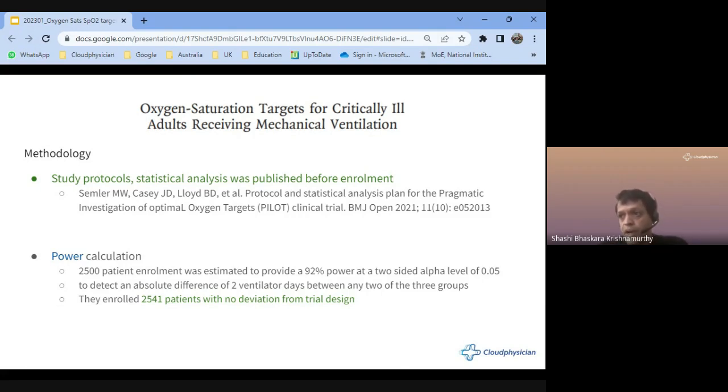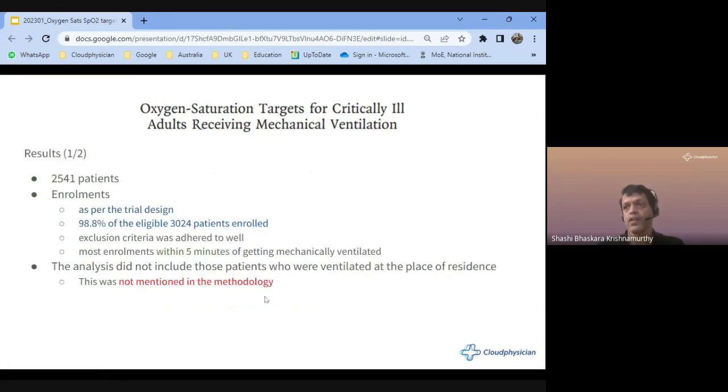And the absolute difference of 2 ventilator days between any of the two groups was considered necessary, and this required 2,500 patients. This is a repeat statement, but at the same time I found that 2,541 patients were enrolled, so they completed the actual randomization. Quite a pretty good number, I would say. In results, we spoke about the total number of patients.